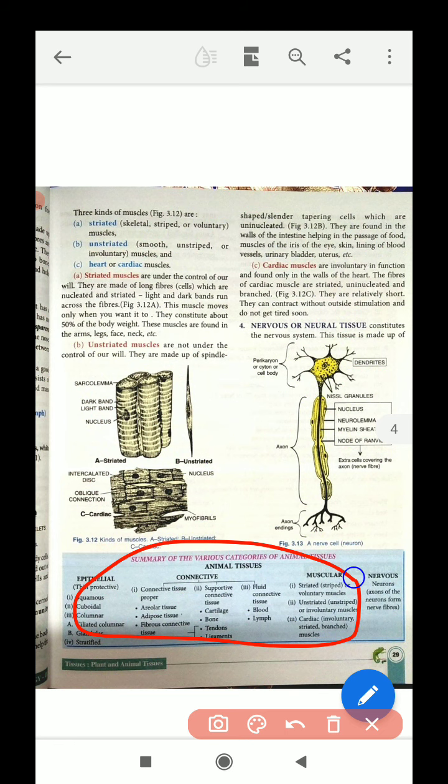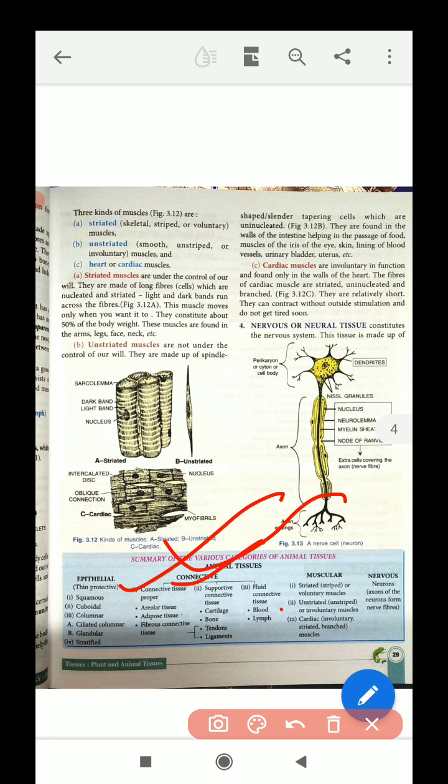And here is the tabular form. To properly understand, you must remember the different types of connective, muscular, nervous, and epithelial tissue. It is very important. You will get the whole idea in this summary portion, and you must remember this portion. Now that is unstriated muscle.